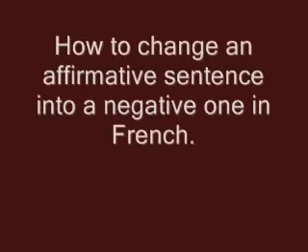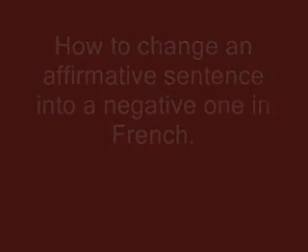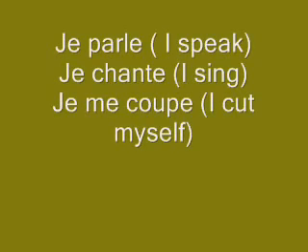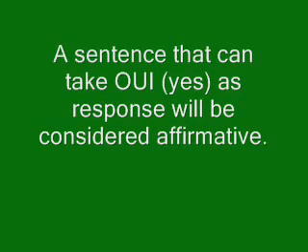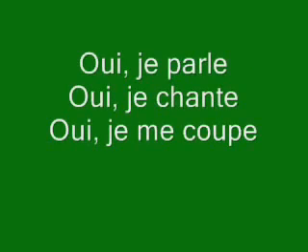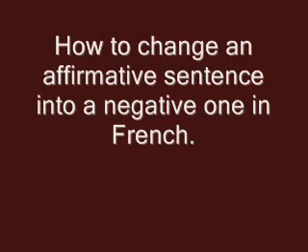So far we have learned how to express ourselves in the affirmative manner. Je parle, I speak, je chante, I sing, je me coupe, I cut myself. And by affirmative, we simply mean that the sentences can take yes as a response. For example, oui je parle, yes I speak, oui je chante, yes I sing, oui je me coupe, yes I cut myself. But how do we turn these sentences into the negative form in French?